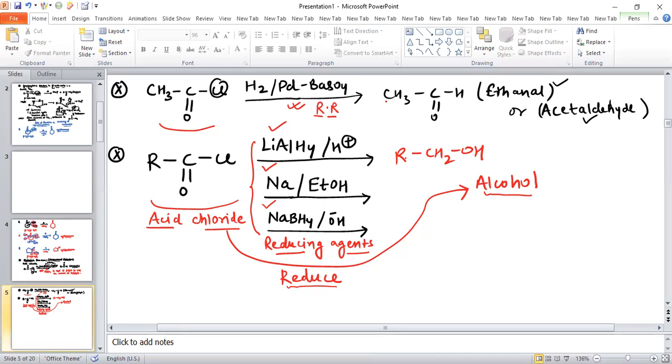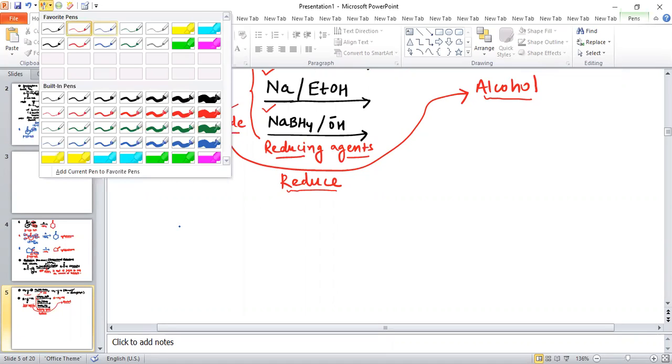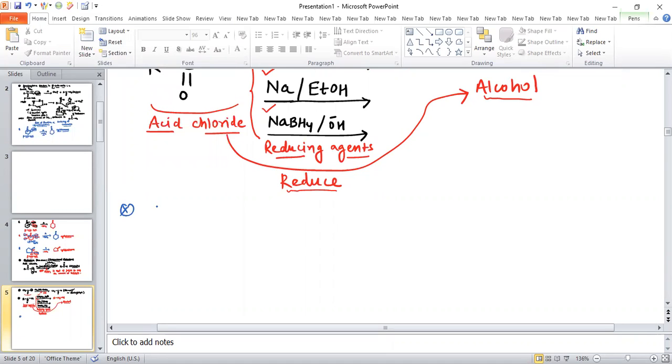In the same way, some more methods are used for the preparation of aldehyde and ketone. Now you can easily see like this. So we are going to discuss our next reaction for the preparation, which is basically the Stephen reduction. So I'm going to discuss with you the next reaction, that is Stephen's reduction.